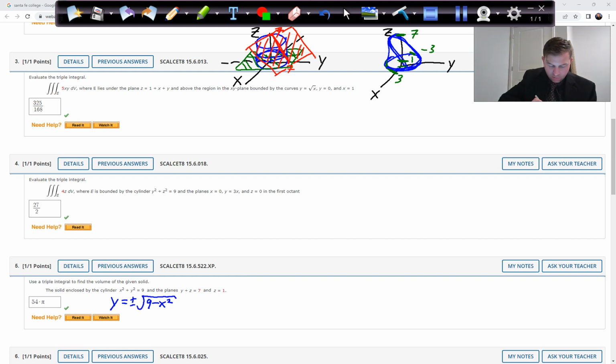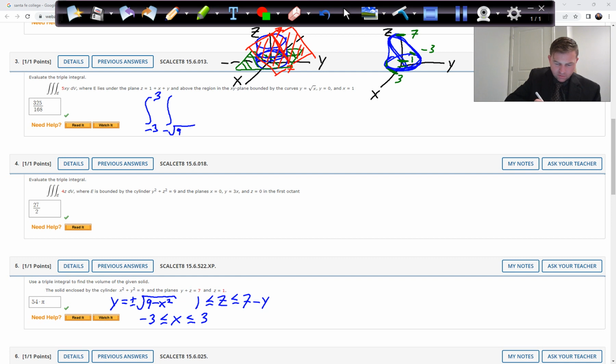Z is going to be bound by 1 and the equation 7 minus y. And x is going to be bound by negative 3 and 3. So notice x is the only one that's bound by numbers, so that's going to go last. Z is bound by y, so that should go first, which puts y in the middle. So what we're going to have is minus 3 to 3. Then we're going to have minus root 9 minus x squared to positive root 9 minus x squared.